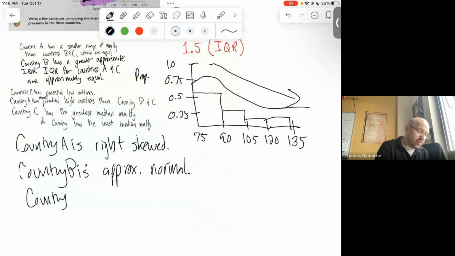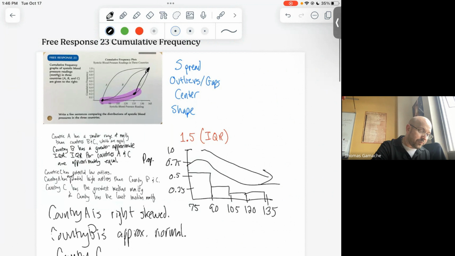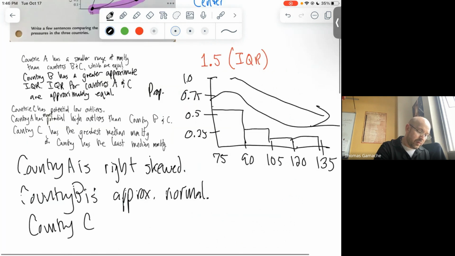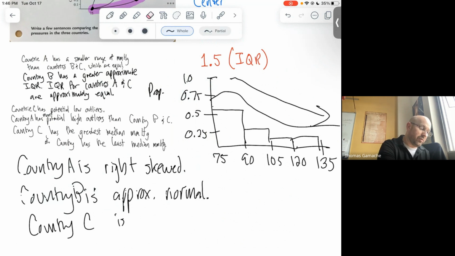Country C, I hate to say approximately, it's not approximately skewed, it's left skewed.